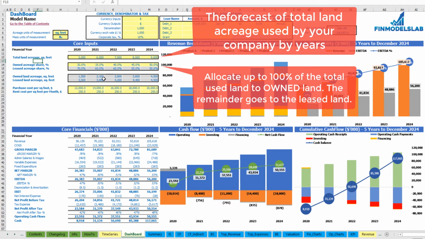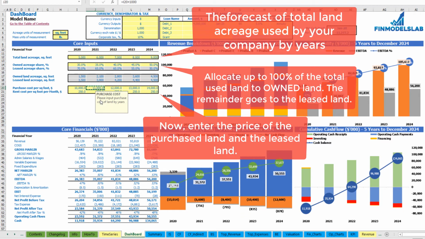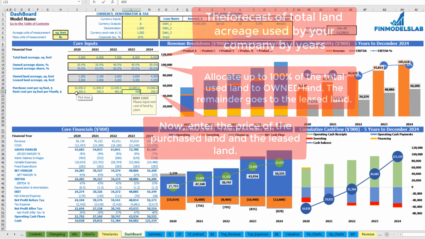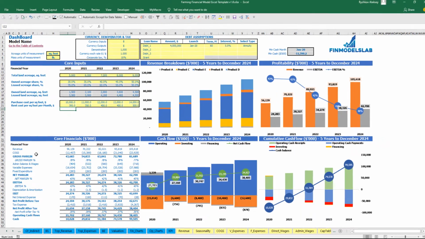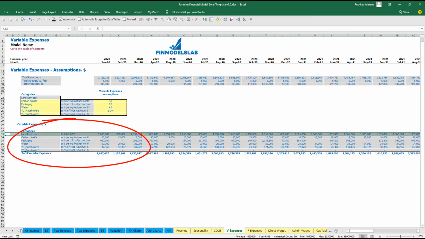And the next step is to set up your purchase cost per square foot and the rent cost per square foot per month. So for example 10,000 and additional $1,000 will be the purchase cost per square foot, and the rent cost can be 300, 350, 400, 450 and 500. The calculation of rent you may see on the variable expenses, land rent cost.